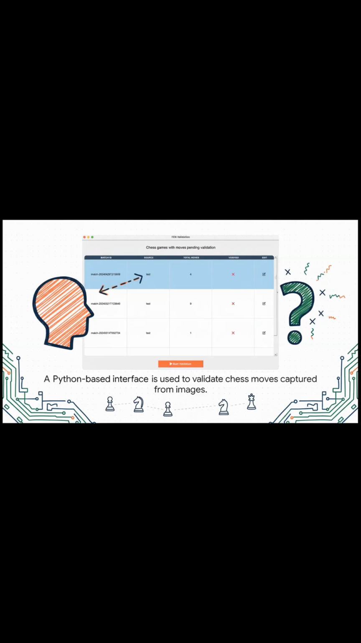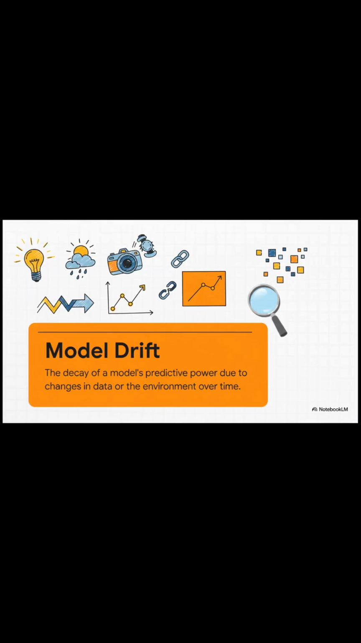This little interface, built with Python, lets a person check and confirm that the AI is seeing the board correctly. But what happens when the AI starts getting it wrong a lot? This is a classic problem in machine learning called model drift.